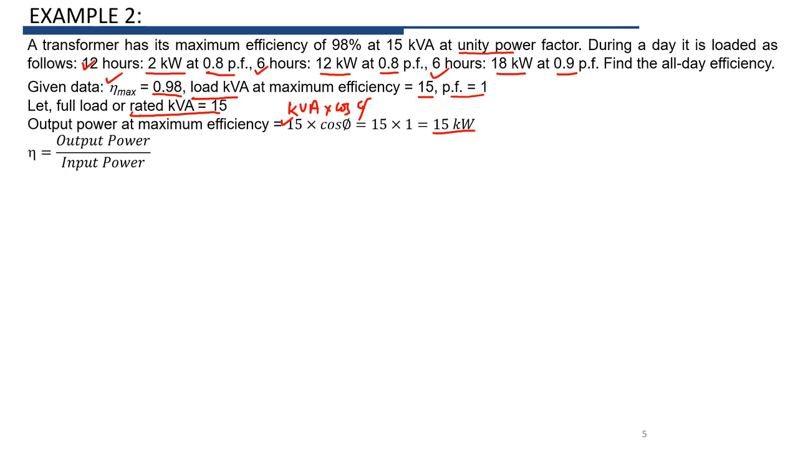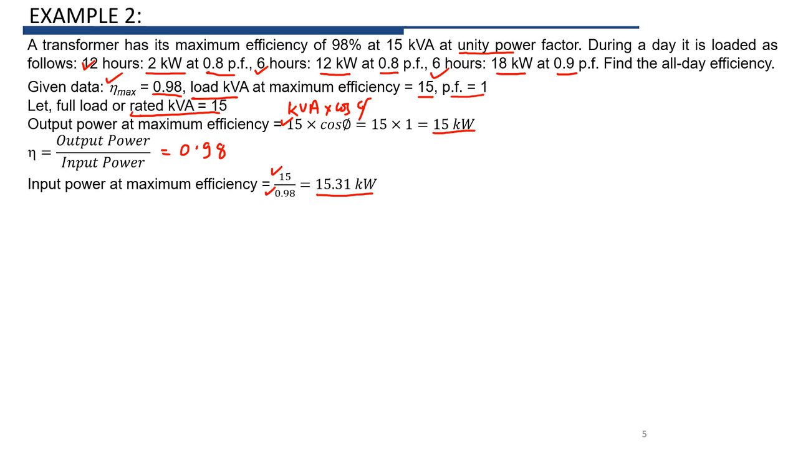Now you know the expression for efficiency, which is output power divided by input power, and efficiency is maximum, which is equal to 0.98, and output power at maximum efficiency is 15 kilowatt. So from this you can calculate the input power when efficiency is maximum. Input power at maximum efficiency is output power, that is 15 kilowatt, divided by efficiency, that is 0.98, which is equal to 15.31 kilowatt.